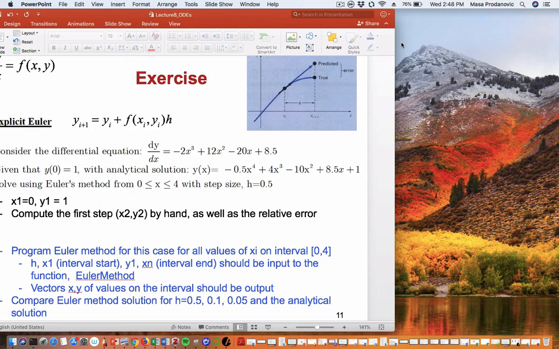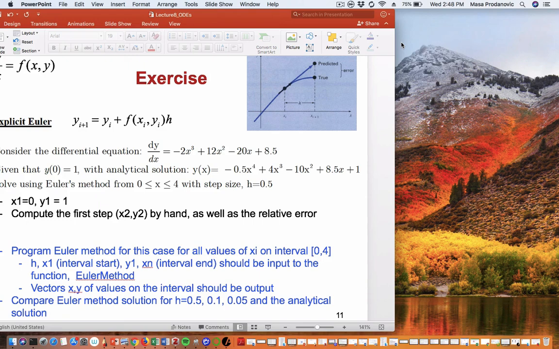So this is f of x, y, except that here it's really f of x, but it doesn't matter. That's the specific function that you're working with. It's a very simple function of f of x, y, so we can integrate it easily and actually compare with the analytical solution. That's the idea here.